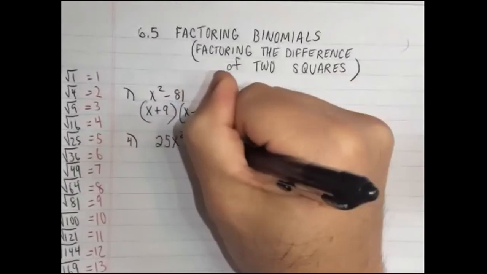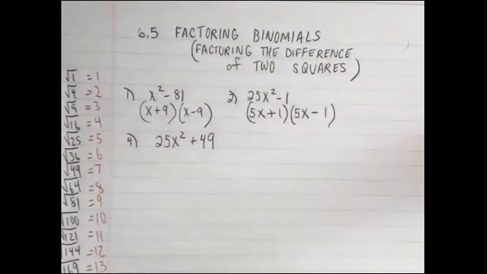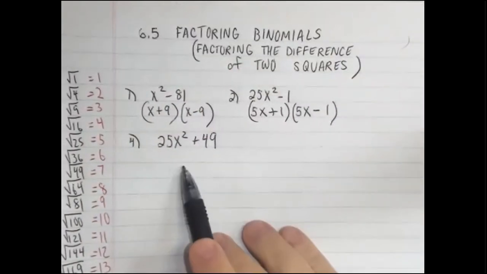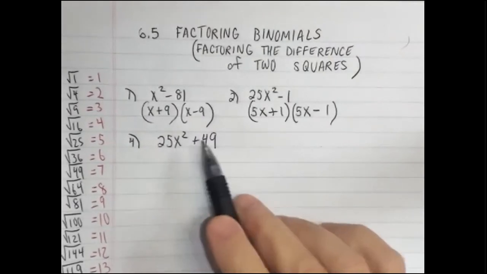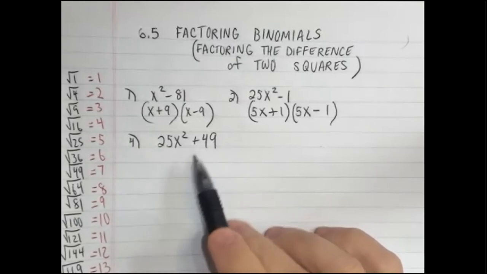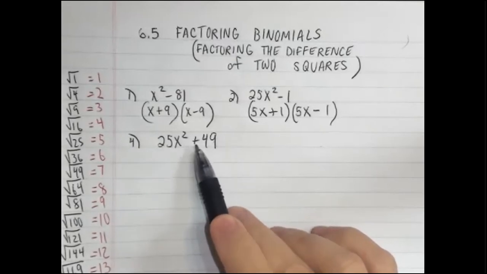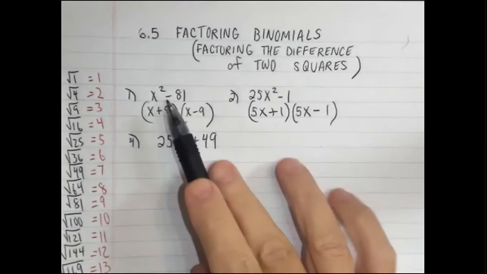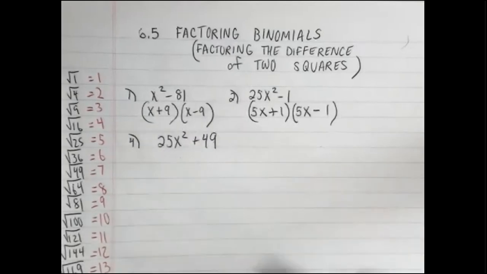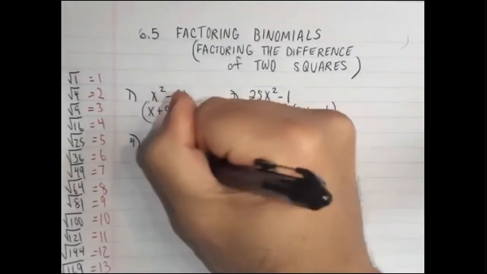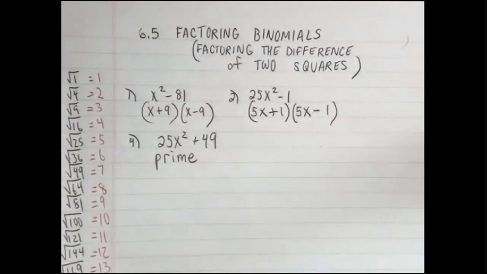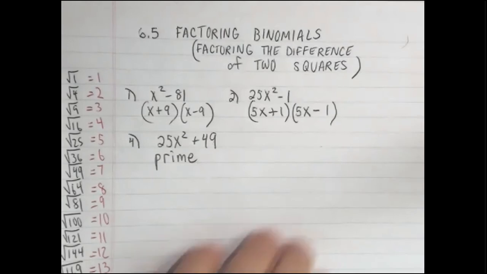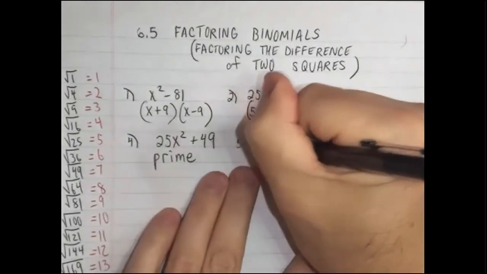So you look at this example here. The reason why the answer to this is prime is because, yes, we have that perfect square here, we have that perfect square here, but what do you notice in the middle? It's a plus sign. You need to have a subtraction sign. If you don't have that, you cannot factor this. So we call this a prime. You will not be able to factor that.